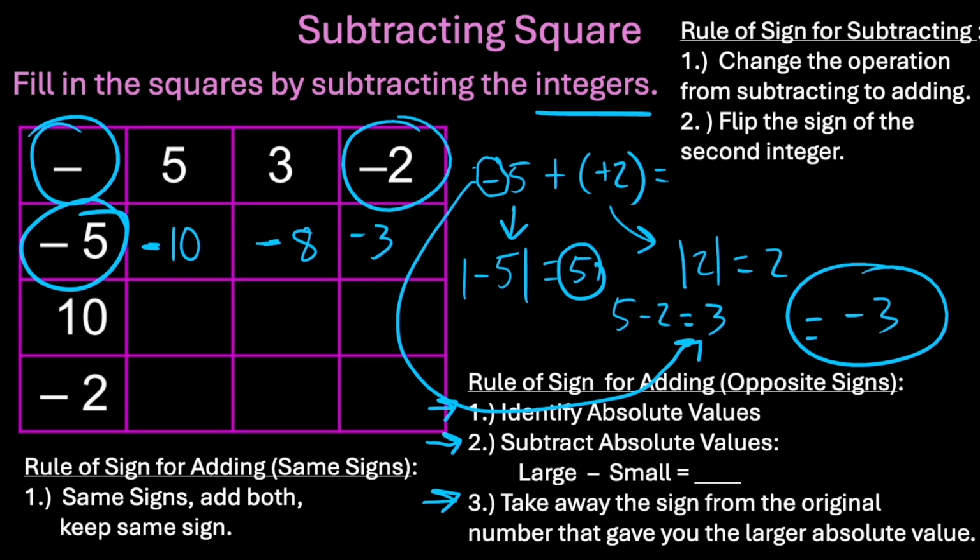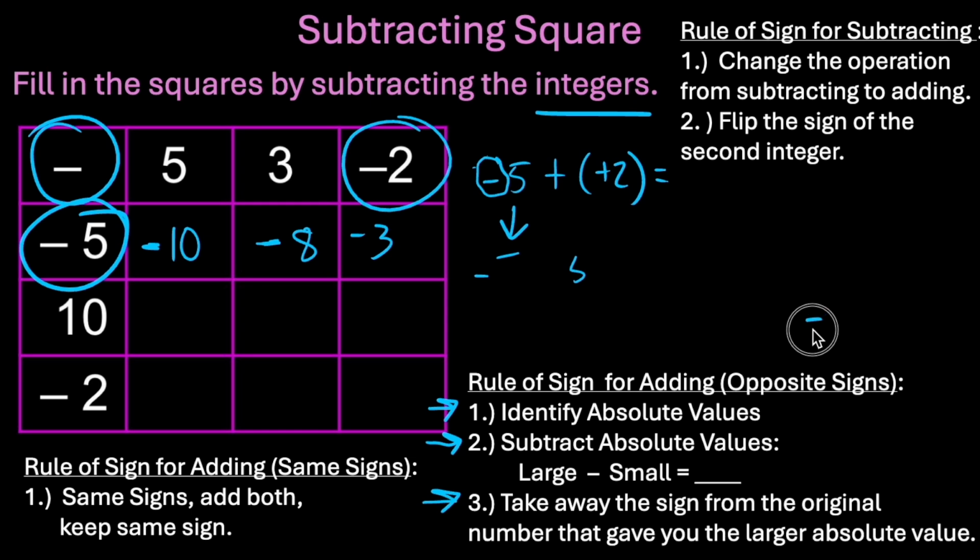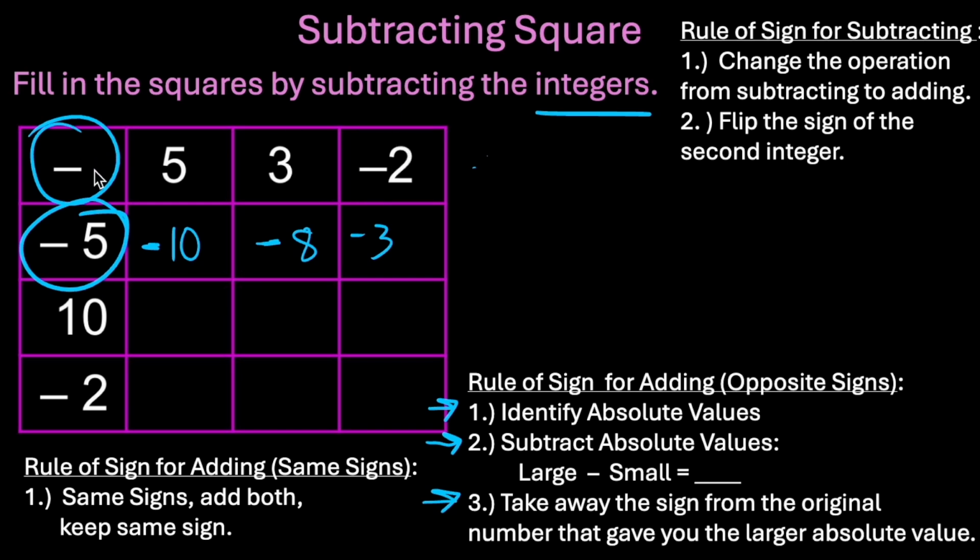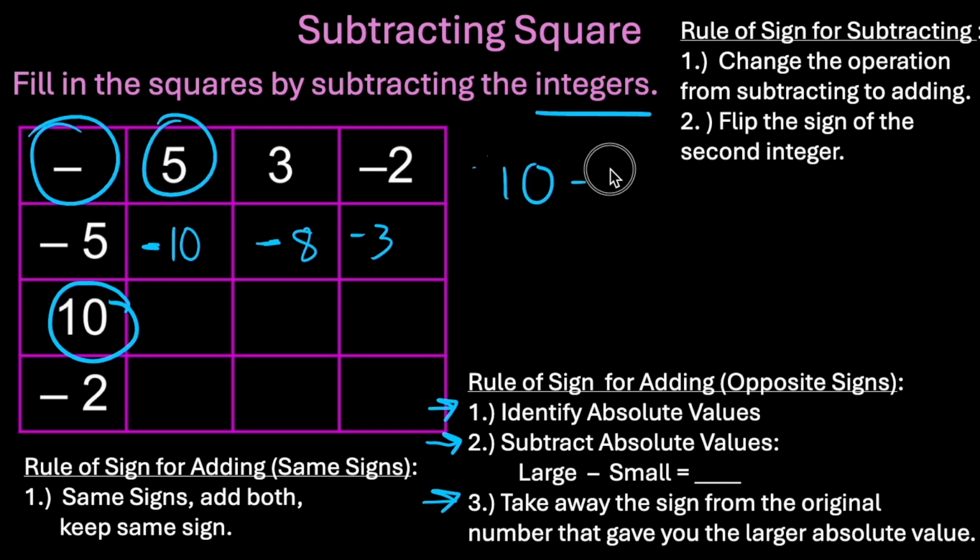Let me go ahead and erase all this. And we're done with the first row. All right, next row. We have 10 minus +5.